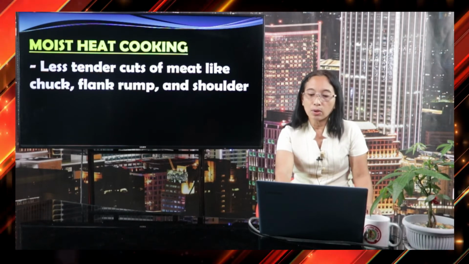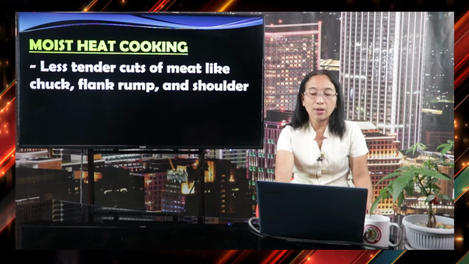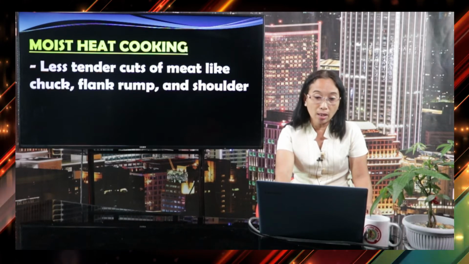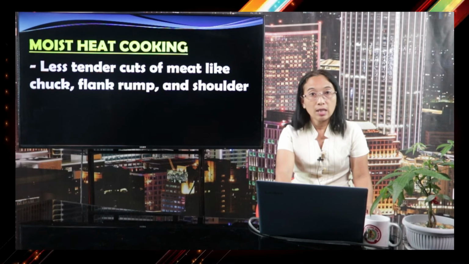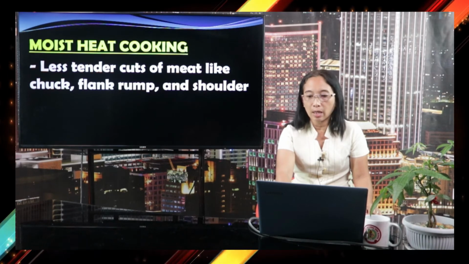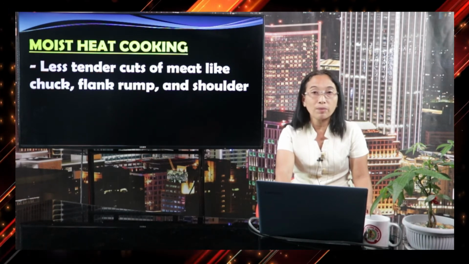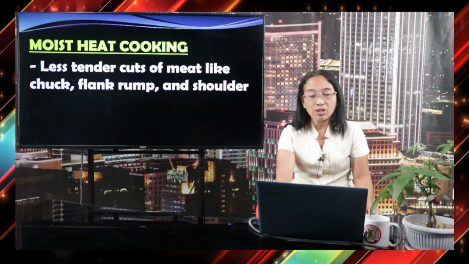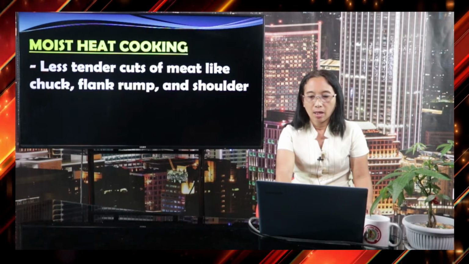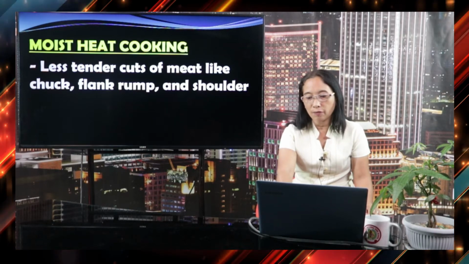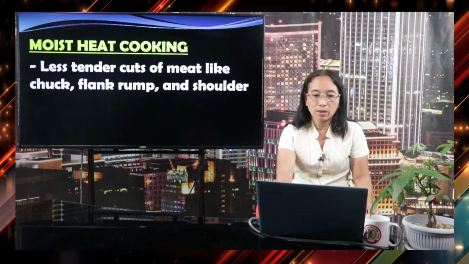Moist heat cooking is suitable to less tender cuts of meat like the chop, the flank, rump, and the shoulder. The less tender cuts of meat are cuts of meat taken from the most exercised muscle parts of the live animals. And here are examples of moist heat cooking methods.